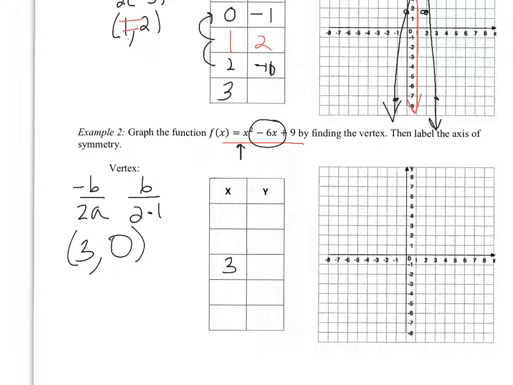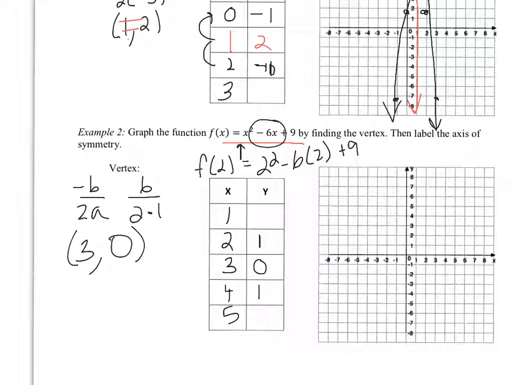I'm going to put that in the middle of my table, and I'm going to pick a number that's less than 3 and greater than 3. If I plug in 2 into my function, f of 2 is 2 squared minus 6 times 2 plus 9. So 4 minus 12 is negative 8, plus 9 is 1. So this has to be 1 and this has to be 1. Now I extend my table further, so I'm going to put 1 and 5. If I find f of 1, it's going to be the same thing as f of 5 because of symmetry. So f of 1 is 1 squared, which is 1, minus 6, negative 5, plus 9 is 4.